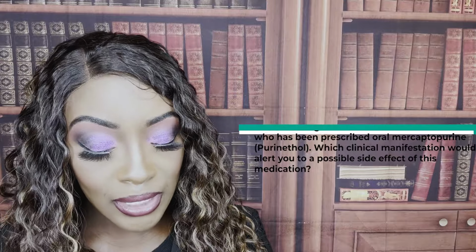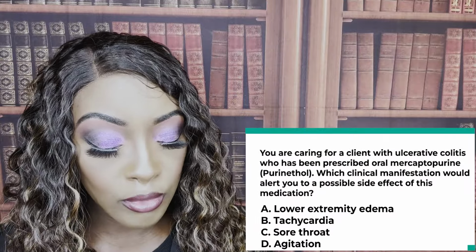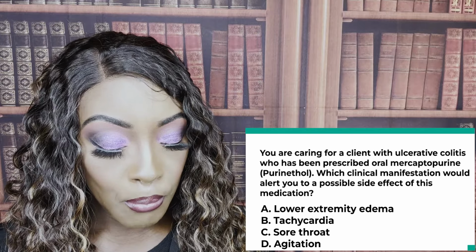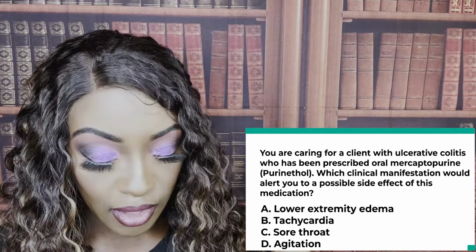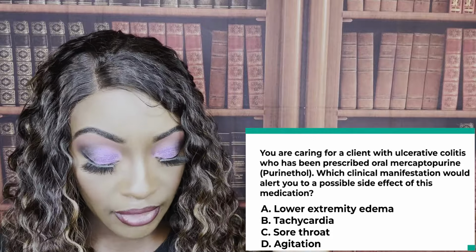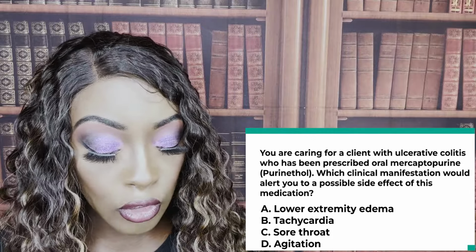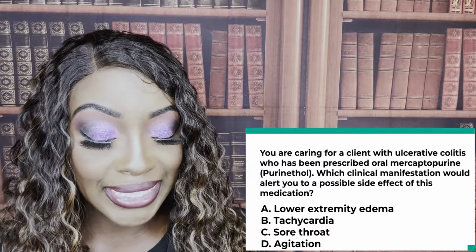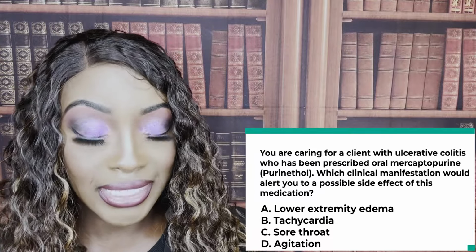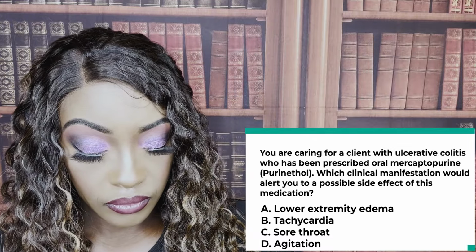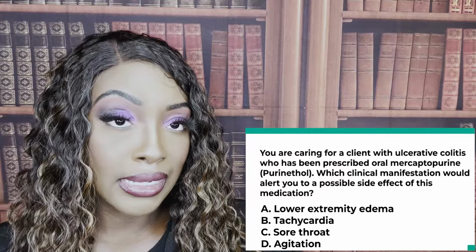And we are down to our last question. You're caring for a client with ulcerative colitis who's been prescribed oral, let me see if I can pronounce this drug. I can't pronounce it. You guys see that drug on the screen? Purinethol, I'm going to call it by its trade name, Purinethol. Which clinical manifestation would alert you to a possible effect of this medication? A, lower extremity edema, B, tachycardia, C, sore throat, or D, agitation? And guys, the correct answer is C, sore throat.